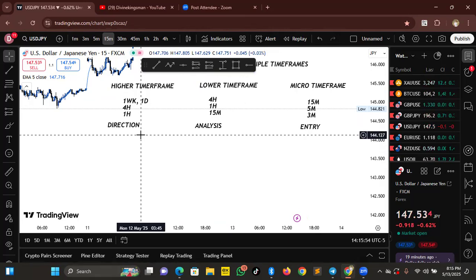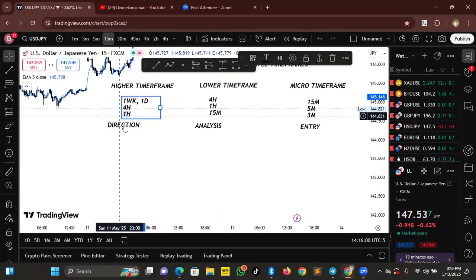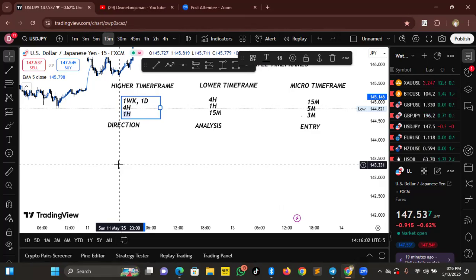So the higher time frame, I say, is mainly for looking for the direction of the market. You can actually remove this 1 hour and just leave the 1 week, 1 day, 4 hours. As I said, there are people who use months: 3 months, 2 months, 1 month. It just depends on your trading style. So I'm just going to leave the base of this video to explain this clearly. The first one is to look for the direction of the market. What you do on the higher time frame is look for the direction of the market.